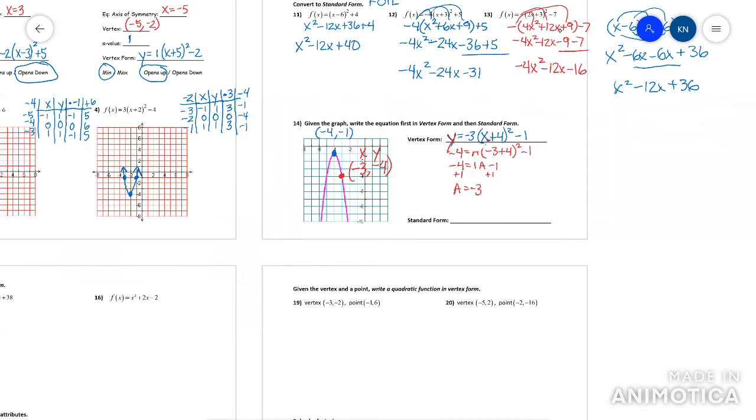All right, to convert it to standard form, it's kind of like doing this FOIL from above. Basically, you're going to do the FOIL part. You'll get x squared plus 8x plus 16. You'll have to distribute the negative 3 to all these things. So that's going to become negative 3x squared minus 24x minus 48. But then don't forget, you still have a minus 1 at the end. So my answer here in standard form would be negative 3x squared minus 24x minus 49, like that.